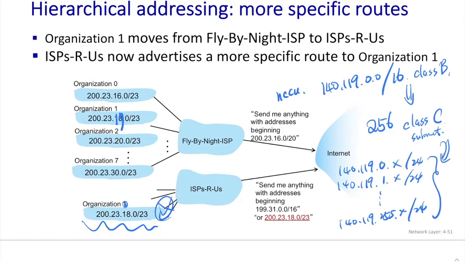Usually we will not use a class B or a class A network in our organization, because that is too large. So usually we can divide the class B network into 256 class C subnets, and we can buy a lot of different routers to serve as the edge routers of these 256 subnets.